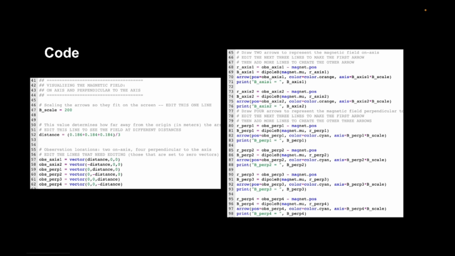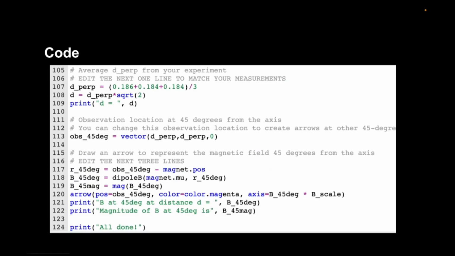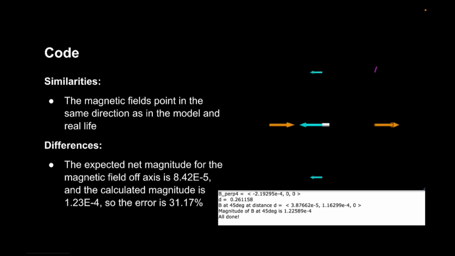Then I simply decided our scale, and took the distance from the data table, and then I made our observation vectors. From there on, I made vectors to help represent the on-axis and off-axis or perpendicular axis magnetic fields for this magnet. And then finally, I'm simply calculating and printing out the off-axis B at 45 degrees, and the magnitude of that. As you see here, once we run the code, we find that the magnitude of B at 45 degrees is 1.22 e negative 4.